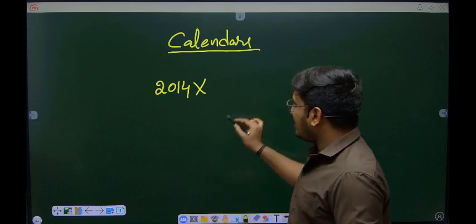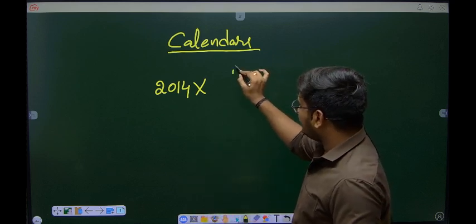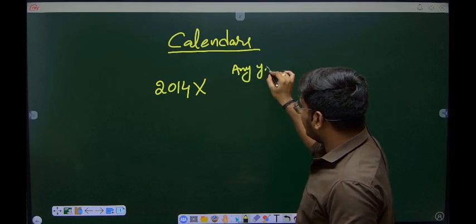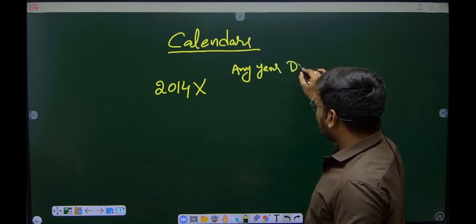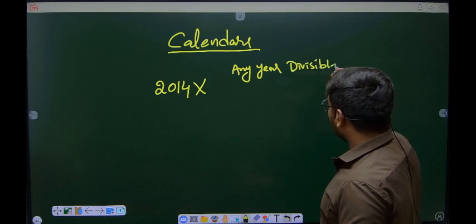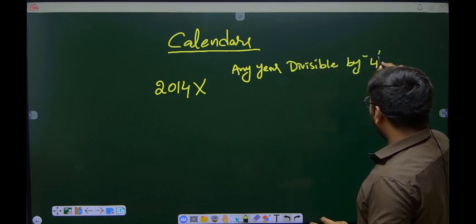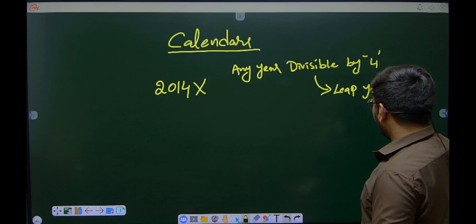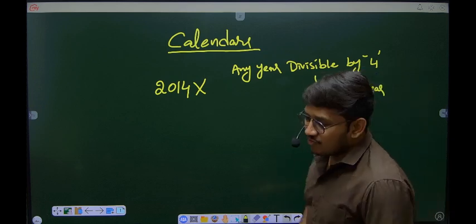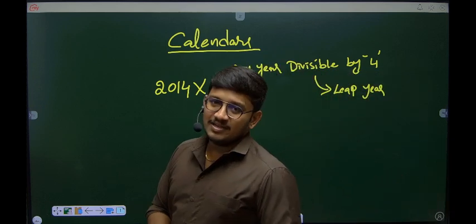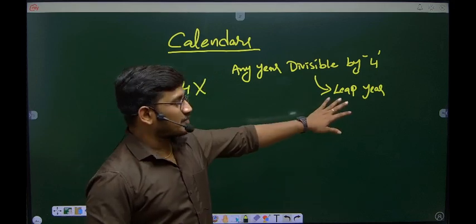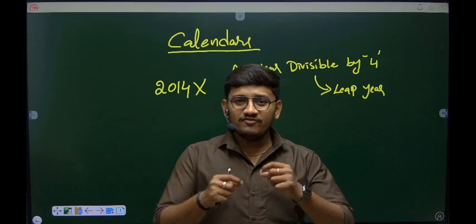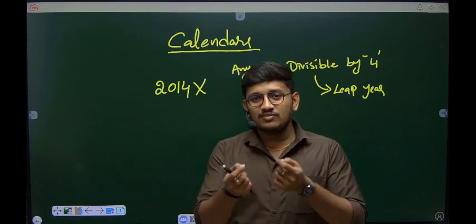Simple. Any year which is divisible by 4 will be considered a leap year. Hope you all know this particular logic. Now, how can we check whether the given year is divisible by 4 or not?